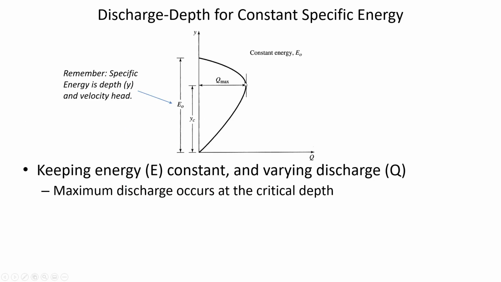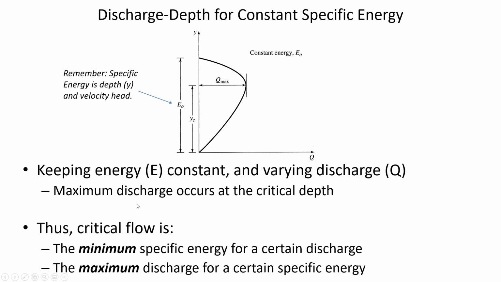So this is just another graph of that same function, that if you hold the energy constant, then the maximum flow rate that's accommodated by that amount of energy is at the critical depth because it's the most efficient flow depth for a certain amount of specific energy. So another way of looking at the critical flow is it's the maximum flow rate you can get for a certain amount of specific energy, or for a certain discharge Q, it's the minimum amount of specific energy that's required to accommodate that flow rate.